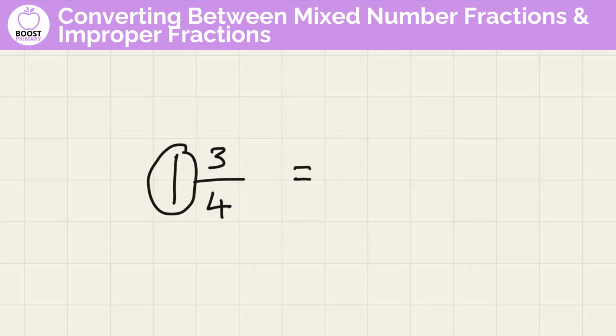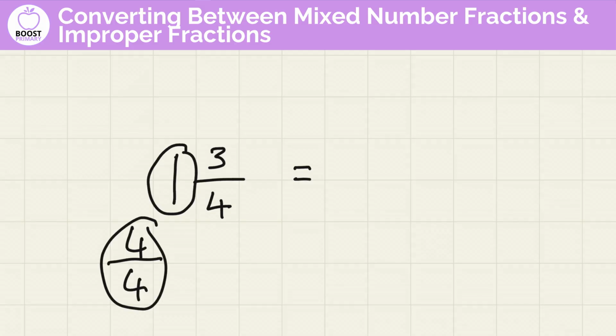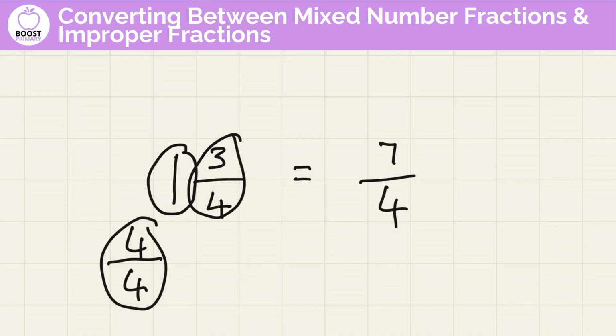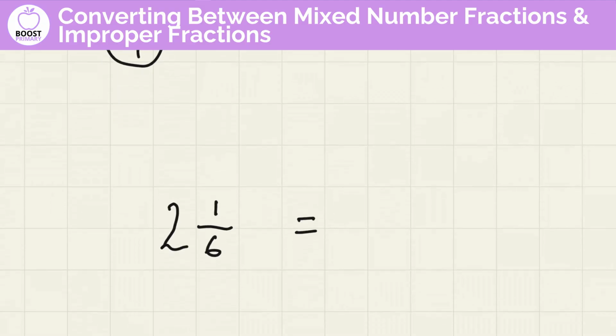In 1 whole, there are 4 quarters. 4 quarters, add the extra 3/4 equals 7 quarters altogether. Another method is to take the whole number, multiply it by the denominator, 1 times 4 is 4, and then add the numerator, 4 add 3 equals 7. So once again, 7 quarters will be my answer.